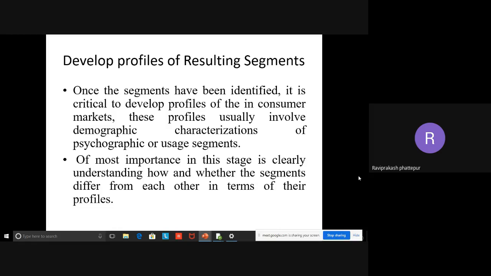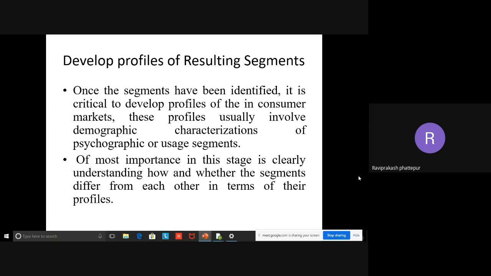Next, moving on to the other one. Of most importance in this stage is clearly understanding how and whether the segments differ from each other in terms of their profiles. Now I have already segmented. So why we need profiling is to see how different the other segments are from whatever segment you are choosing. By doing that, you can better serve that particular segment, or see why you are choosing that particular segment only. So you'll get to know. Okay, or do we have to change, or can we include any other segments also?